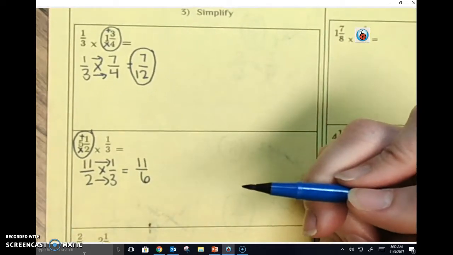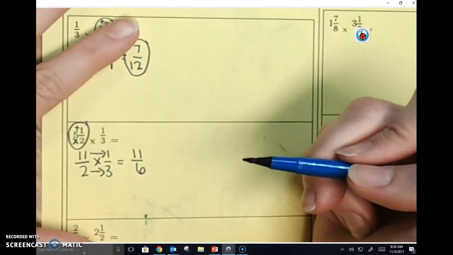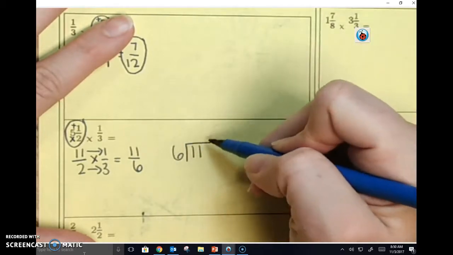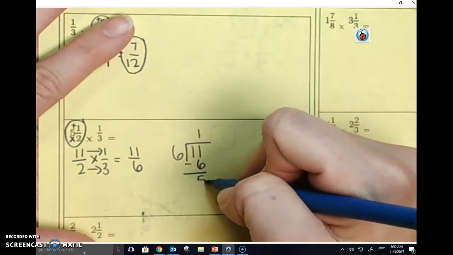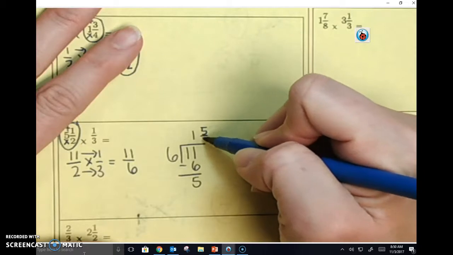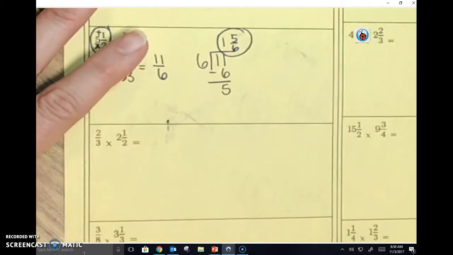Now this is an improper fraction. We can't leave it as an improper fraction, so we need to turn it into a mixed number. So 11 divided by 6. 6 goes into 11 once. 11 minus 6 is 5. The leftover will go up on top, so we have 1 and 5/6 as our answer. Go down here to the next one.